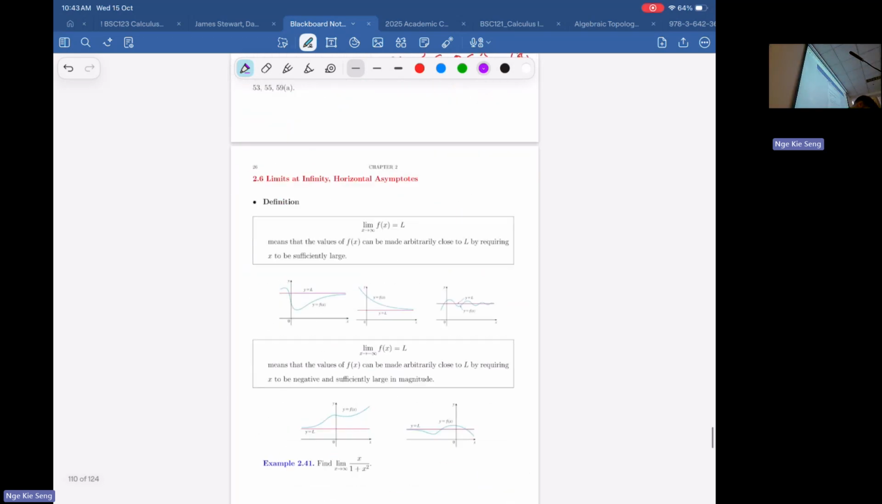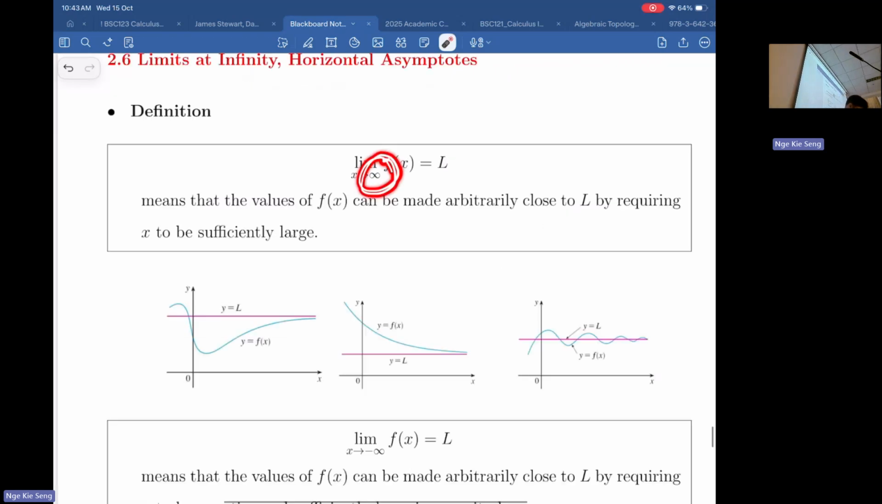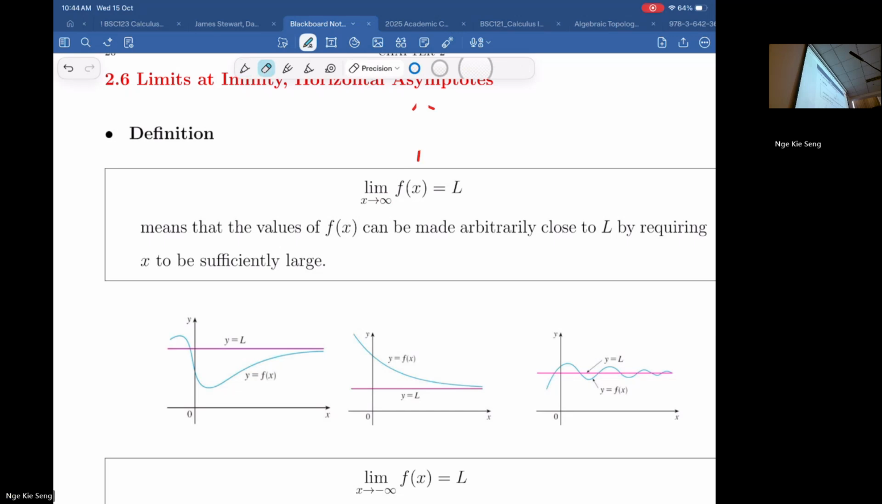Let's continue. Next is limit at infinity. Previously, what we cared about is just a random a, which is a real number. Now, let's talk about x going to infinity. So what does it mean here? You can think of your real number line going to the right, to infinity.